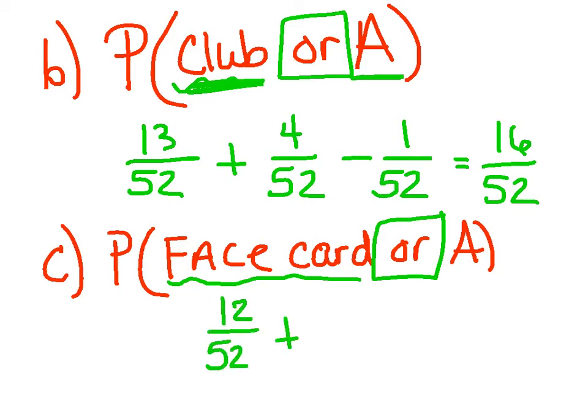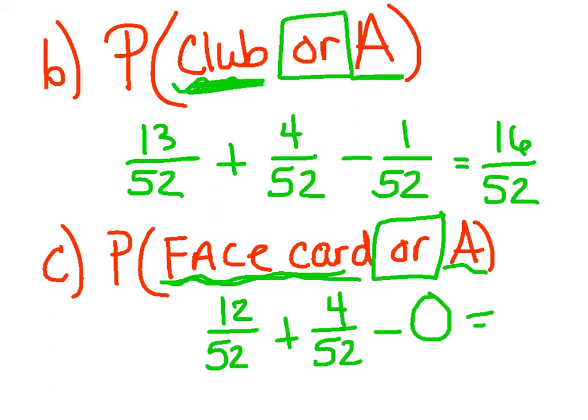Or means add. How many ways can you be an ace? It's 4 out of 52. And I have to subtract out anything that repeats. Are there any face cards that are aces? Well, hopefully you're thinking no, because an ace doesn't have a face card. So basically I'm just taking nothing out. So I'm subtracting 0. So I get a total of 16 out of 52.